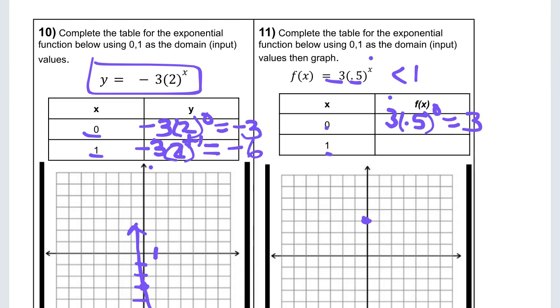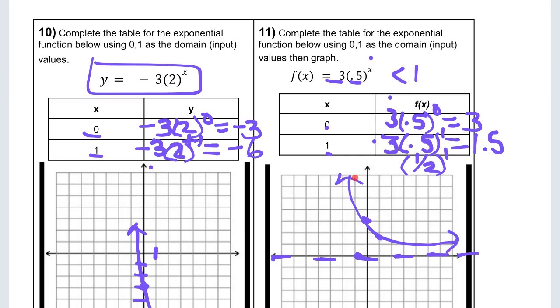We then plug in 1 for x. 3 times base 0.5 to the first power. Keep in mind 0.5 is the equivalent of a half to the first power. Half to the first power is half. Half of 3 is 1.5. So the x is 1, we'll move up to 1.5. Keeping in mind we do have a horizontal asymptote where the graph can't become negative. Our graph would then go down, not crossing through 0.